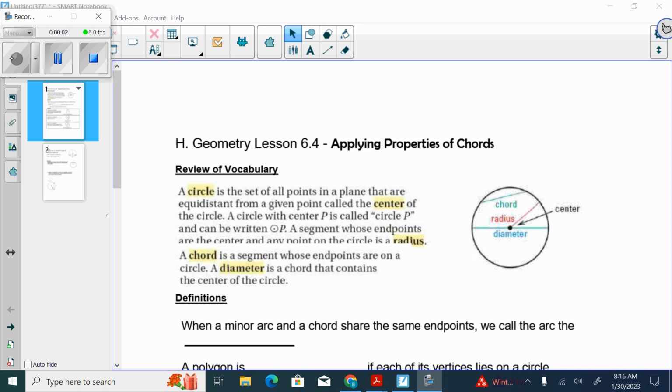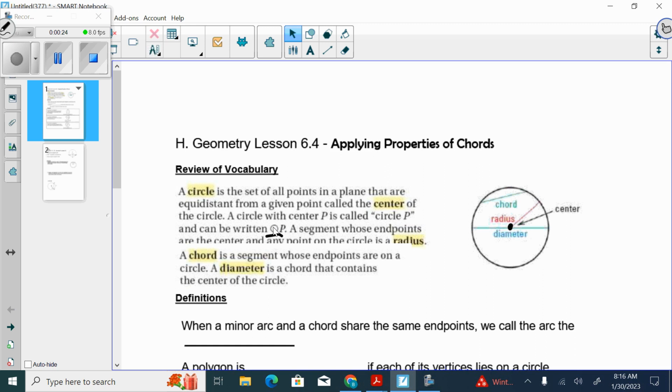It's the exact same little segment that we had at the top of 6.1. It says that a circle is a set of all points in a plane that are equidistant from some center point, right here. And that point is also how you name a circle. So if that was point P, this would be circle P, and we denote it just like this.